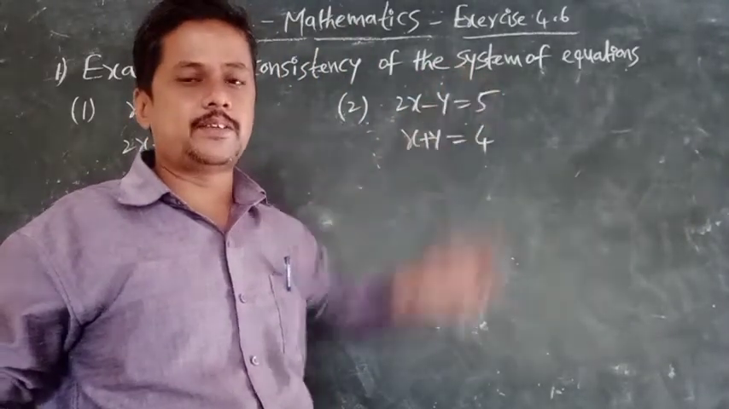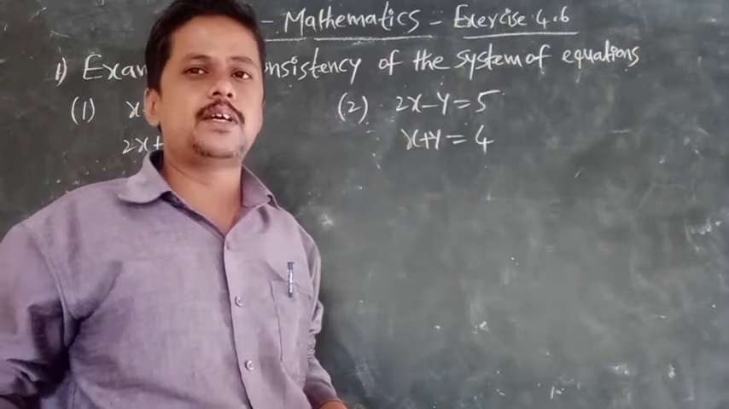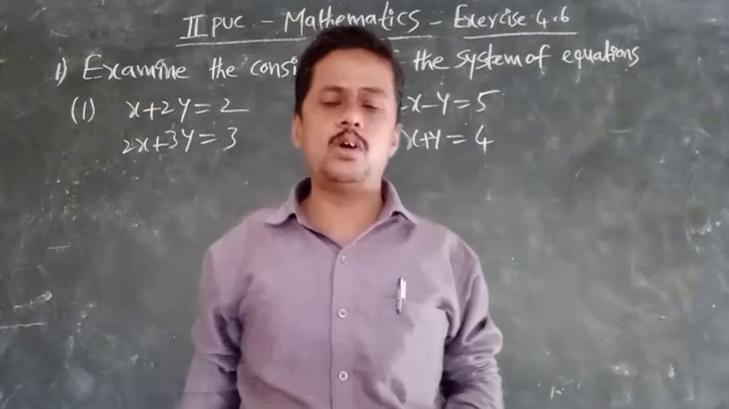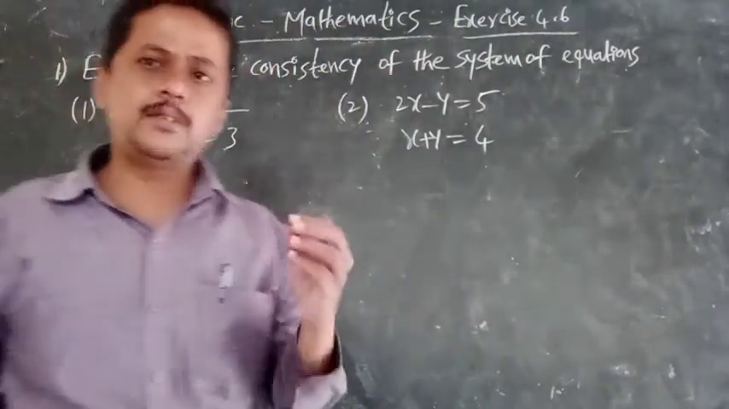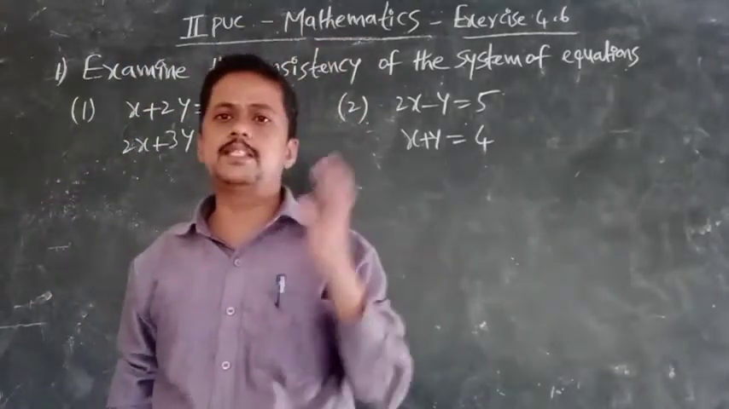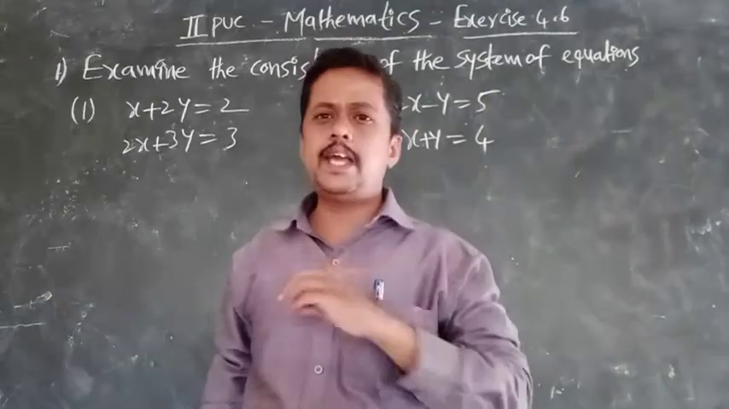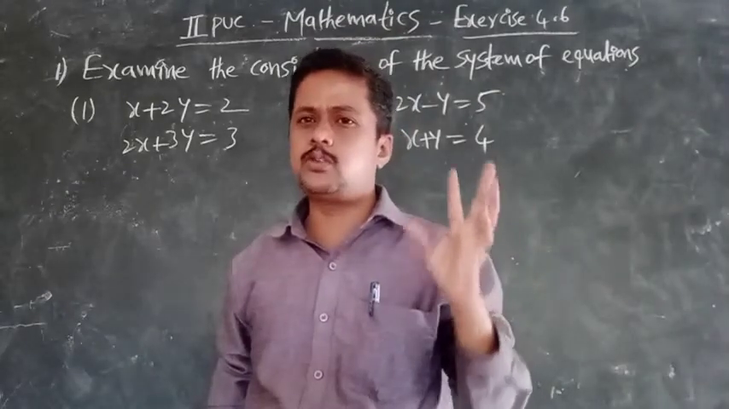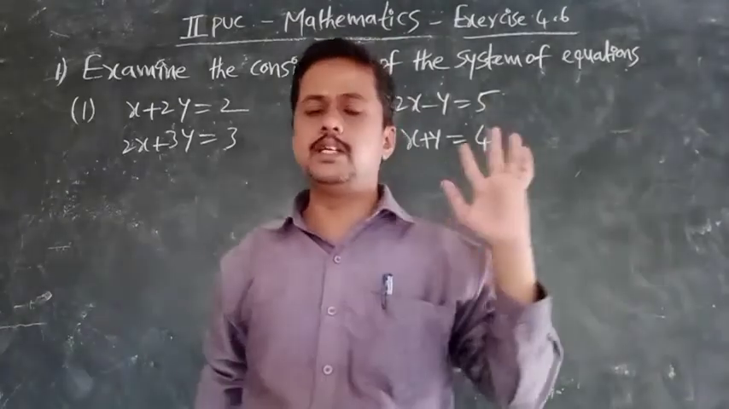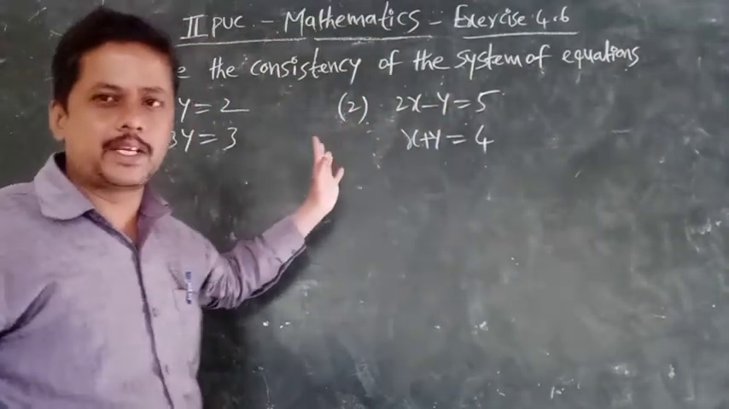In the last class we already discussed second PUC mathematics, system of equations. How to solve the system of equations? Consistent, inconsistent. Consistent means det A is not equal to 0, because A inverse will exist. Det A equal to 0 means inconsistent. Some related problems are there, my dear students.